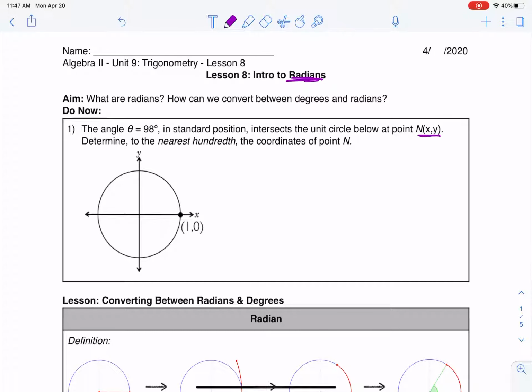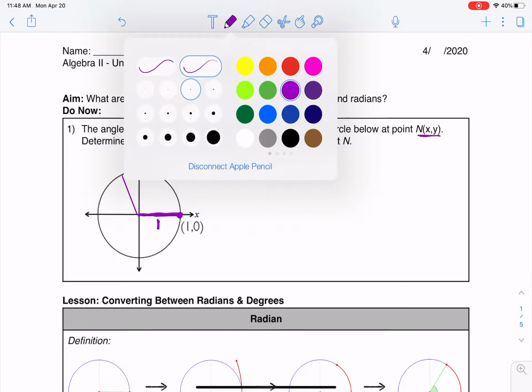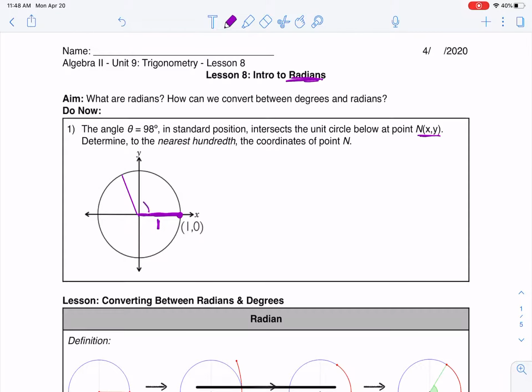All right, so we have a diagram drawn for us below. The radius I know is 1, because the distance between that point on the edge of the circle and the center is 1 unit. So we know our radius is 1. Now theta is 98 degrees, so that's going to be somewhere in quadrant 2. Let's imagine somewhere around there, and that is the measure of angle theta, which we know is 98.